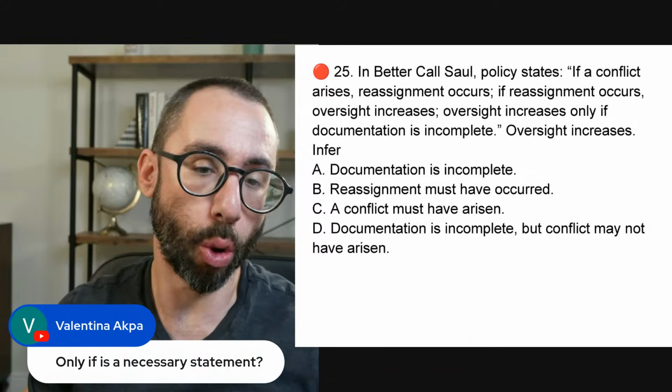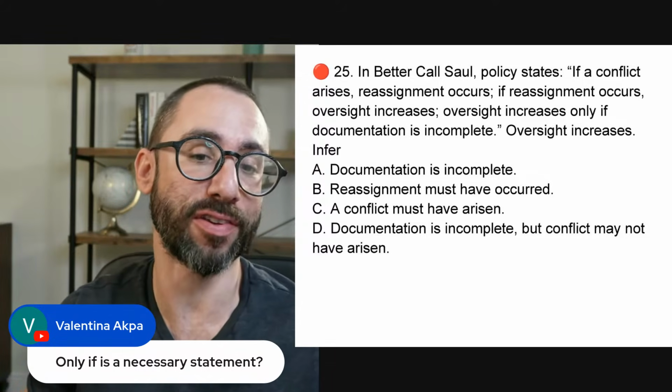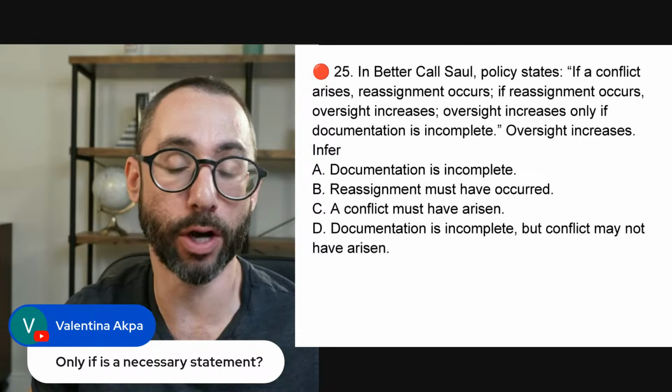Valentina asks, only if is a necessary statement? Yeah, so only if is a necessary condition indicator, meaning it functions like the arrow.